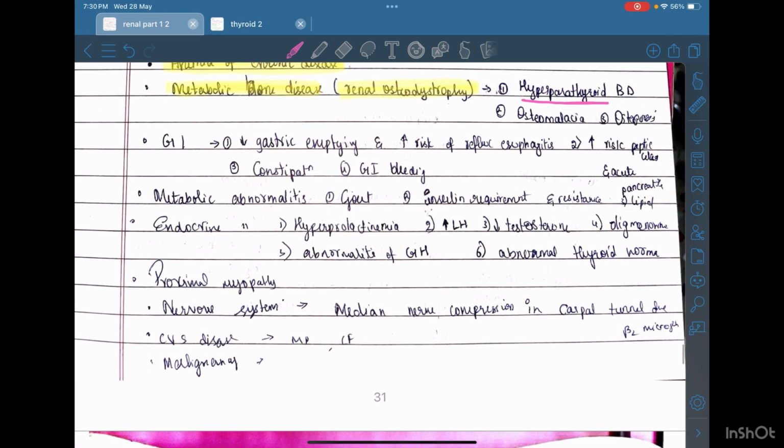Then in the GI tract, there is reduced gastric emptying and increased risk of reflux esophagitis, increased risk of peptic ulcer, constipation and GI bleeding.